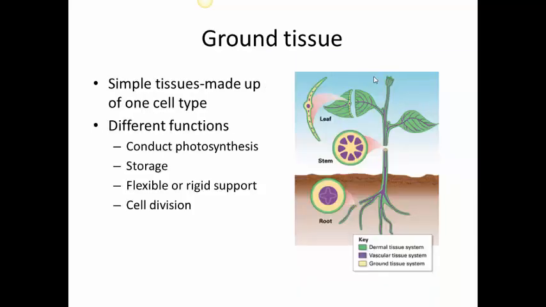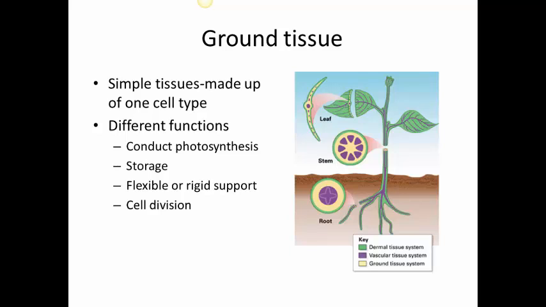Now let's take a look at the ground tissue. So recall on this diagram that the ground tissue is this tissue that surrounds the vascular tissue inside the root and the stem and the leaf. It is a simple tissue because unlike the vascular tissue, xylem and phloem, it's made up of one cell type. Yet there are a variety of functions for ground tissue.